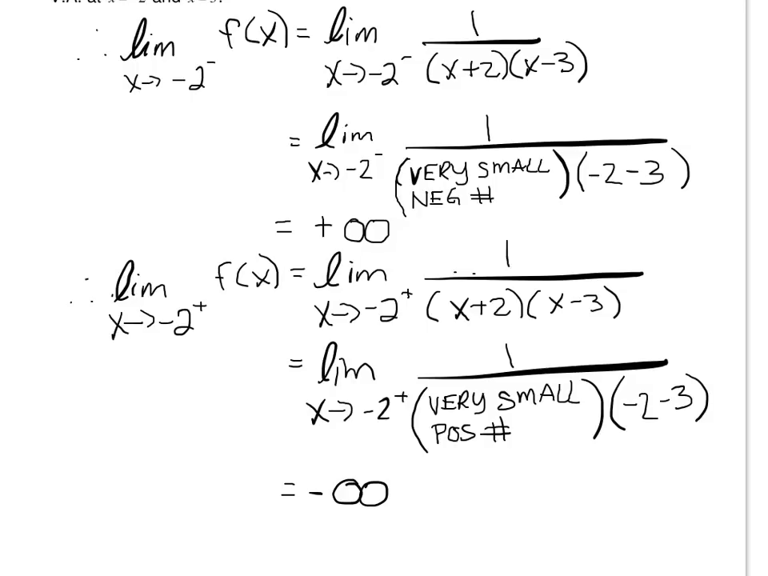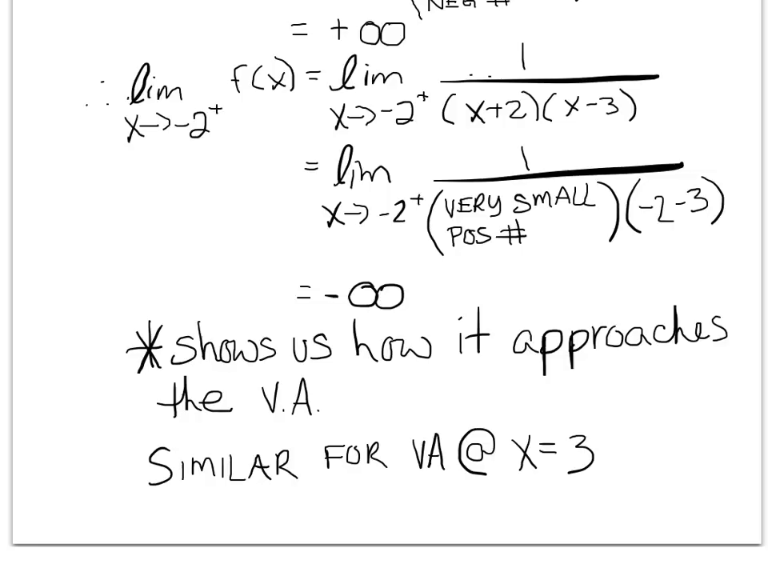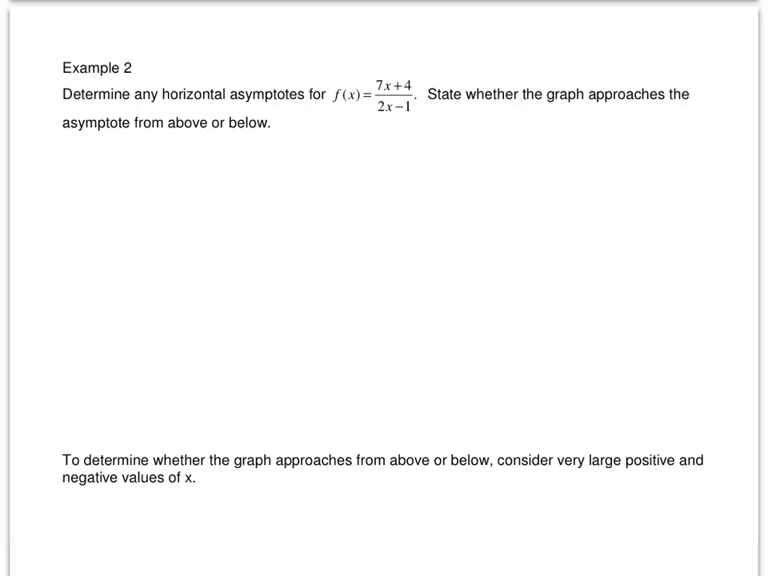And that gives us our general behavior on both sides of the asymptote for x equals negative 2. Now, we're not going to go through and do x equals 3 because it's very similar. So if you want to, go through the process, but it's going to be the exact same thing. This shows us how it approaches the vertical asymptote, and just a special note that it is the same process for the vertical asymptote at x equals 3. We're not going through it, but if this were a test, you'd have to do that as well.